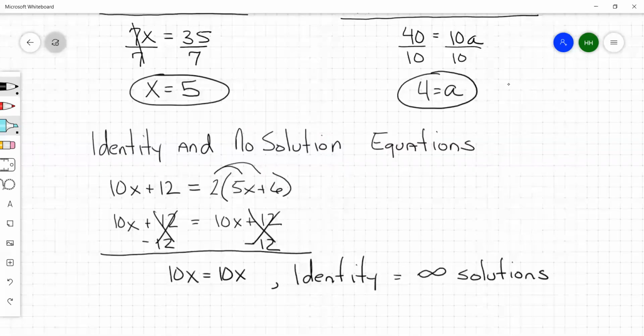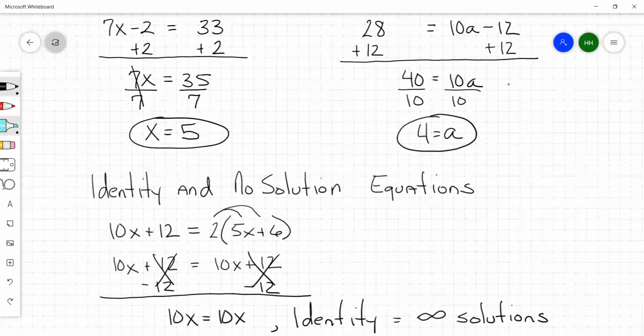These problems up here that we had been doing in the past, this is a one solution problem. X equaling 5 is the only value that will make this equation true. When A is just equal to 4, again, that's one solution.